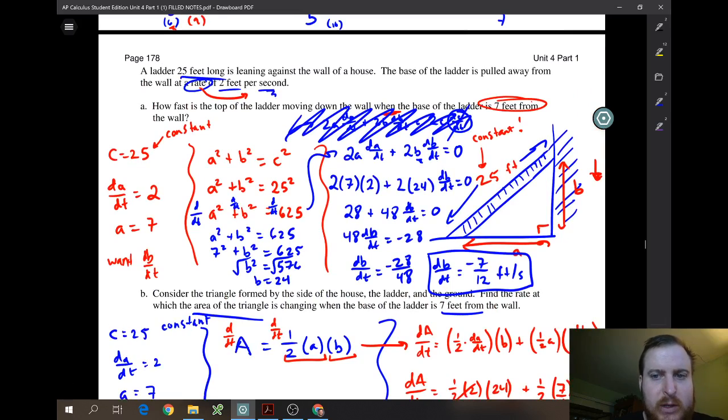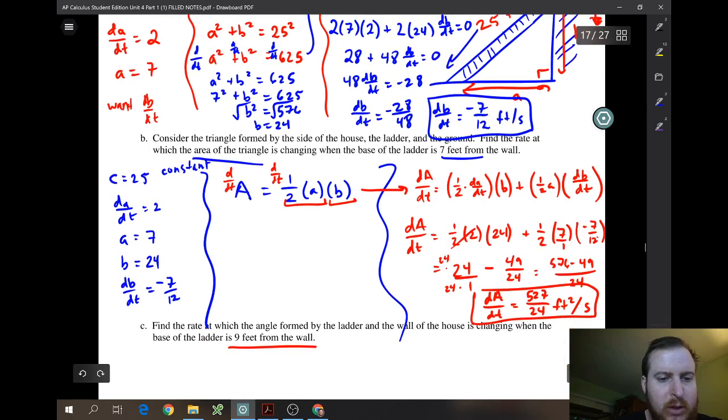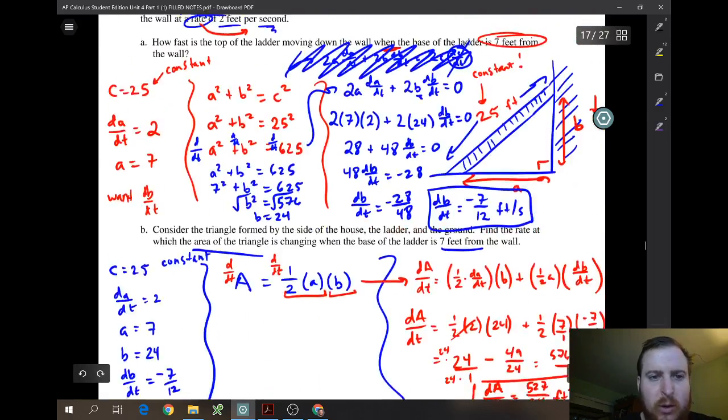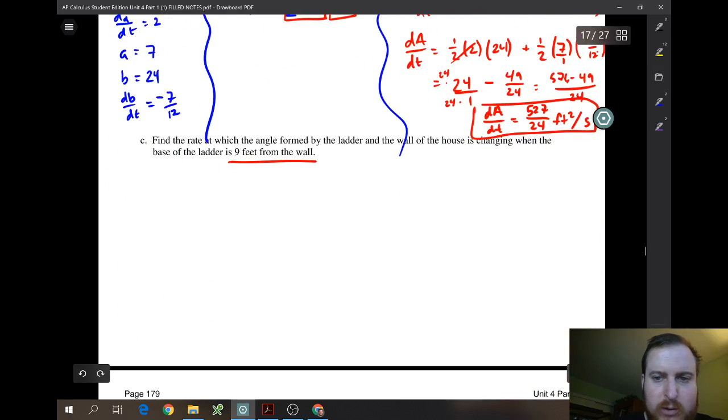But the 7 is no longer in use. And that means that the 24 and the -7 over 12 are not in use. We can't use any of those numbers we found. So we can really only use the numbers from the beginning. The only numbers we knew about were C was 25, which was constant, and dA/dt was 2. So we can still use those two numbers, but that's it, because now we're using something new. So I'm going to redraw our picture.